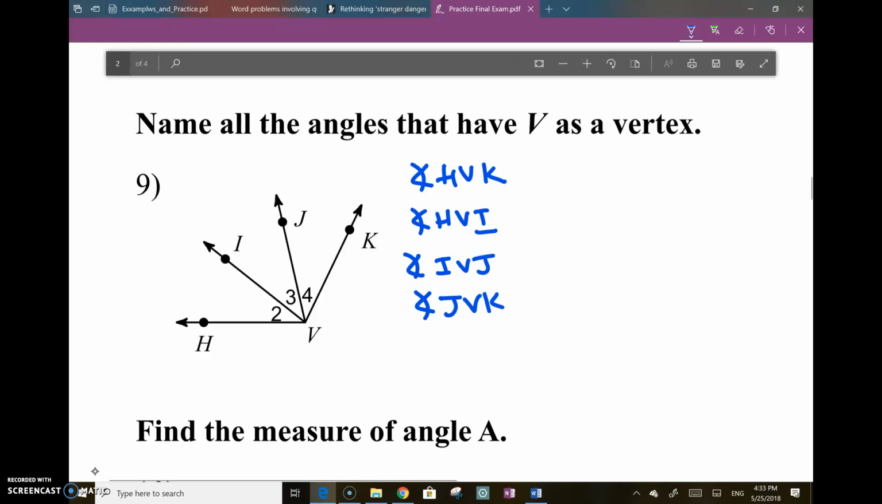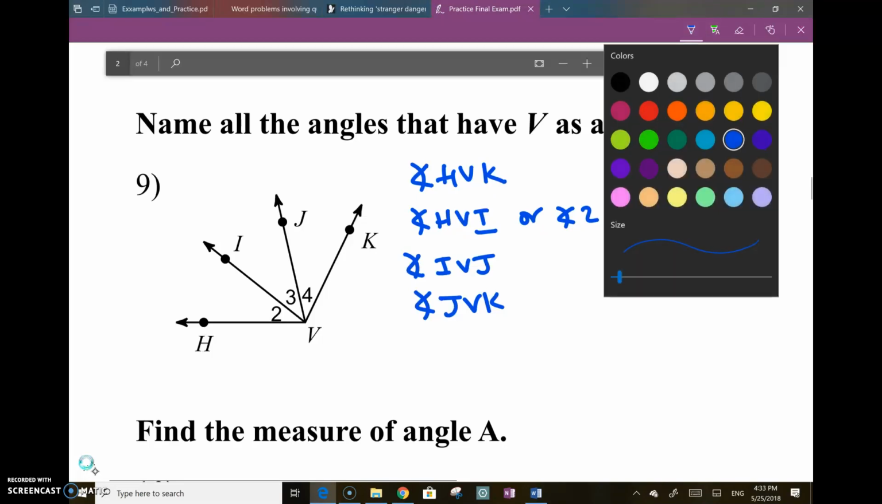Now, we also have numbers, as you can see over here, here, and here. So you can name a specific angle either by 3 points, putting the vertex in the middle of those, or you could just name it by the number. So this first one over here, which was also called angle HVI, this is also called angle 2. You can just call it angle 2.